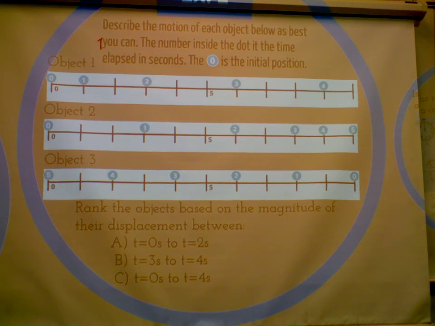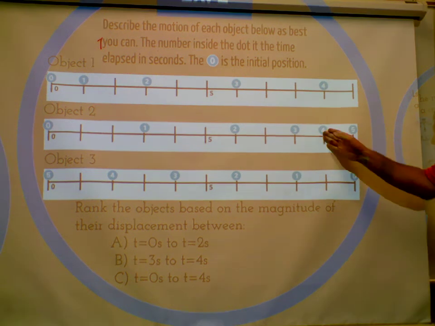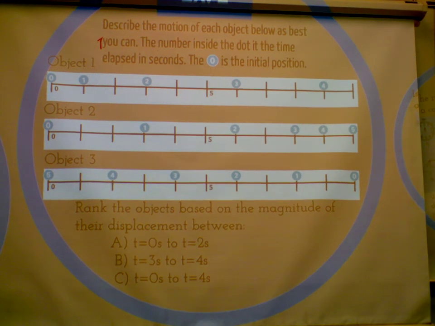So object 2 travels in the positive direction with a constant speed until 2 seconds. At 2 seconds, the speed starts to decrease until 4, and then from 4 to 5, it has a constant speed. We can assume it's constant based on what we see.